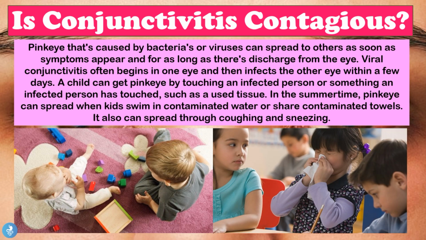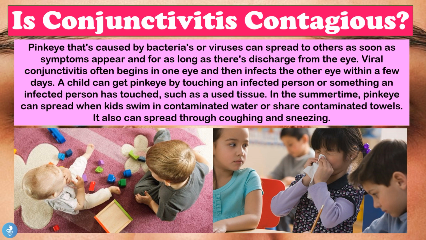So is conjunctivitis contagious? The pink eye that is caused by bacteria or viruses, so viral pink eye or bacterial pink eye, can spread to others as soon as symptoms appear and for as long as there is discharge from the eye. Viral conjunctivitis often begins in one eye and then infects the other eye within a few days. And a child can get pink eye by touching an infected person or something an infected person has touched, such as a used tissue.